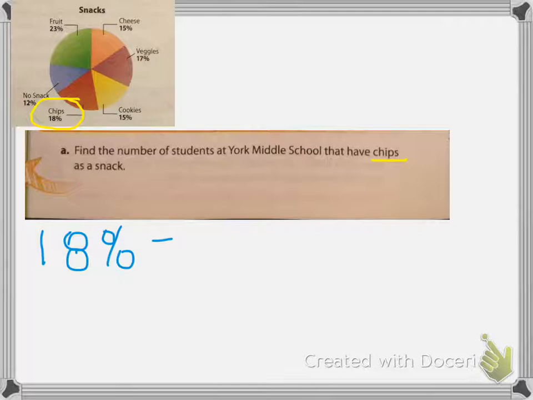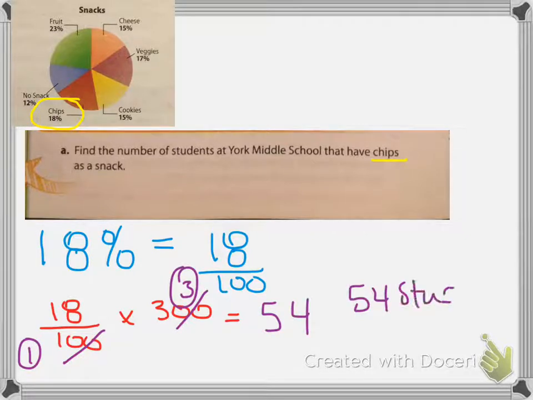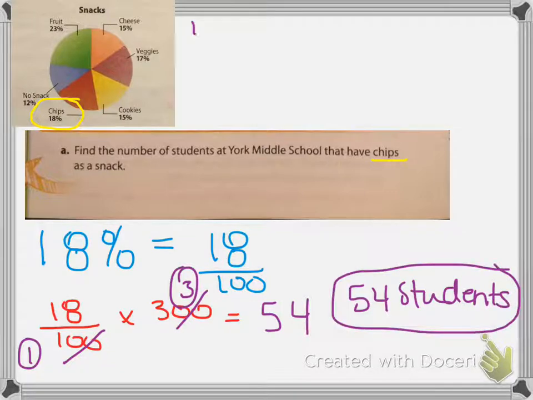So now I have 18% equals 18 per 100. So now that I know that it's 18 per 100, I'm going to go ahead and do 18 per 100 times 300. And again, the 300 came from those 300 students in the school. Our next step is going to be to cross simplify by dividing out the 100. So you get a 1 on the bottom and a 3 on the top. And then 18 times 3 is 54. So my final answer, which I've circled, is 54 students.